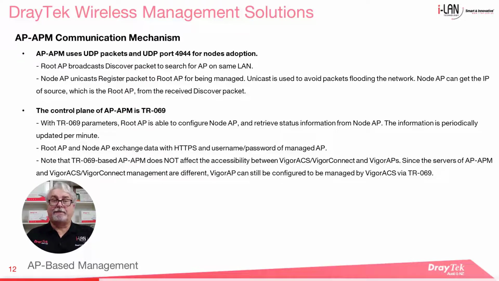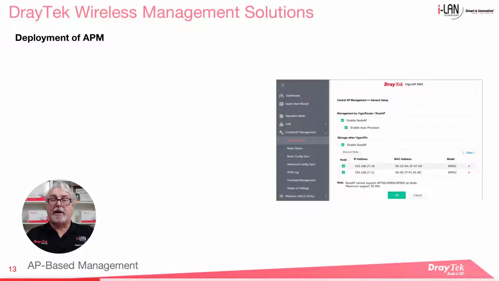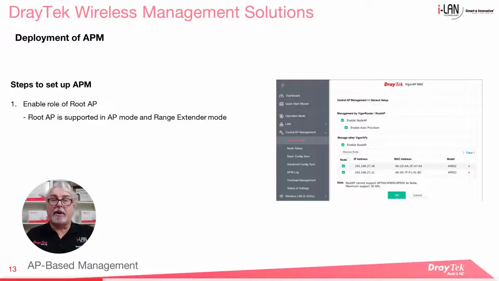Okay, moving on. When deploying AP-based management, there are 3 main steps to set up APM. The first is to enable the root AP role in the main access point. For this to work, the root AP will need to be in either AP mode or range extender mode. It won't work when the access point is in mesh root mode. Next, we discover the access points on the local network, which are connected by Ethernet LAN cable. Then we select the access points to manage.